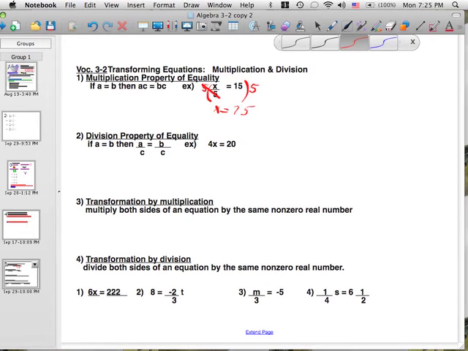The division property of equality allows me to divide both sides by the same number and still keep the equation equal. So to solve this one, I need to divide both sides by 4, and I get the solution that x must be 5.